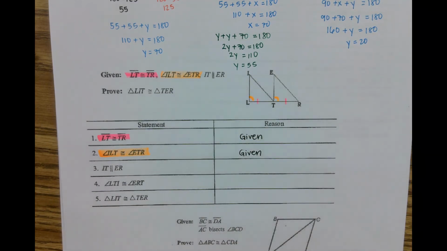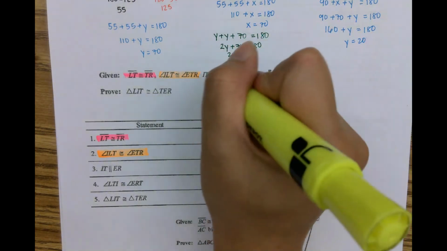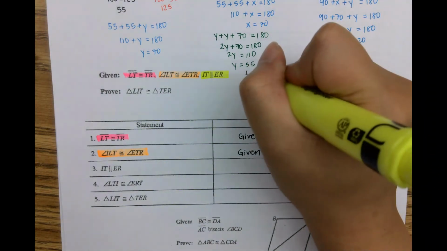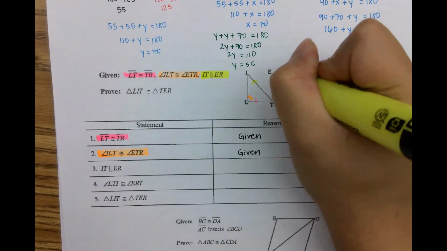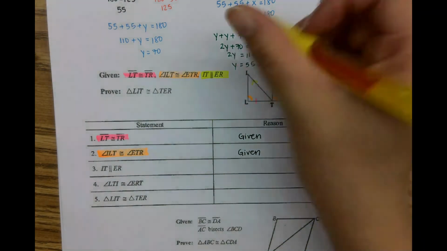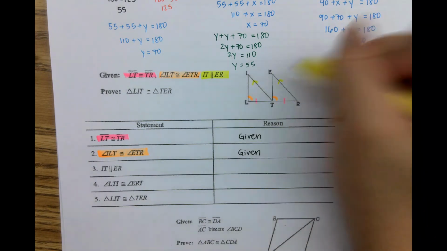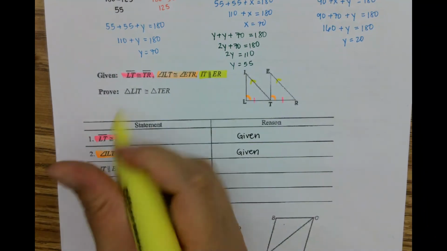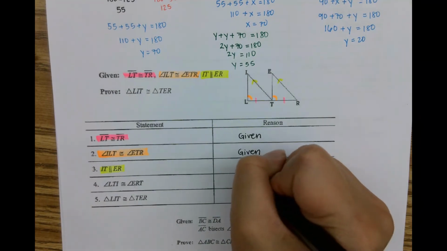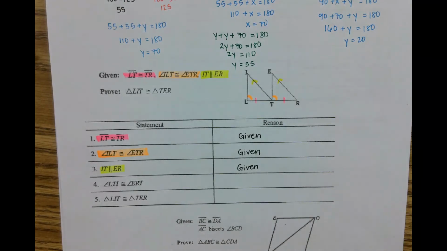Okay. Then the third thing I know is that IT is parallel to ER. Okay. The reason why that is important is, again, probably because of angle pair relationships. So I'm going to mark that IT and ER are parallel. This does not mean that they are congruent. Okay. So that is given to me. That is important information because I can then use my angle pair relationships for that.